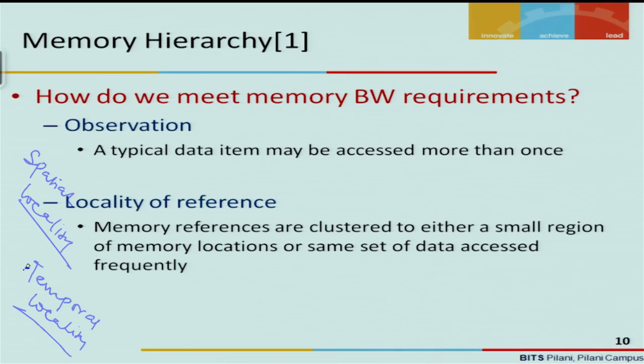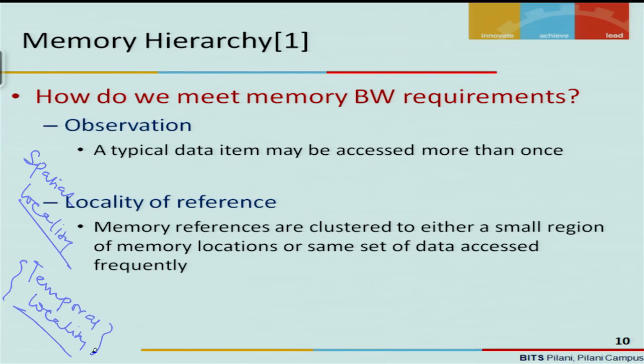Similarly, for temporal locality, from the programming point of view, the example is loop structures. Almost all programming languages have loop structures. The statements which belong to the loop execute multiple times, depending upon how many iterations the loop executes. That's an example of temporal locality. In both cases, what is common is that some set of data is accessed frequently again and again, and this can be leveraged to organize our memory in such a way that we can keep this data.